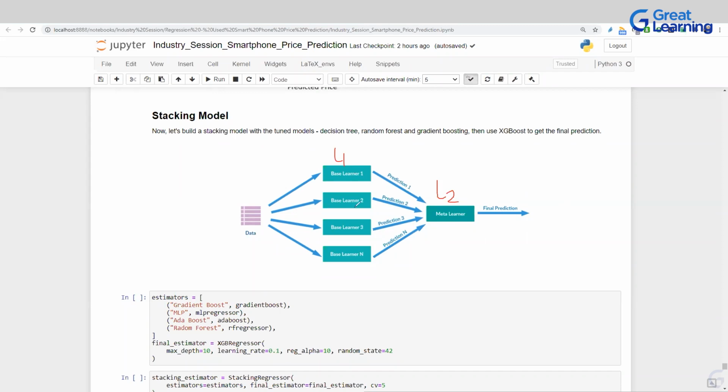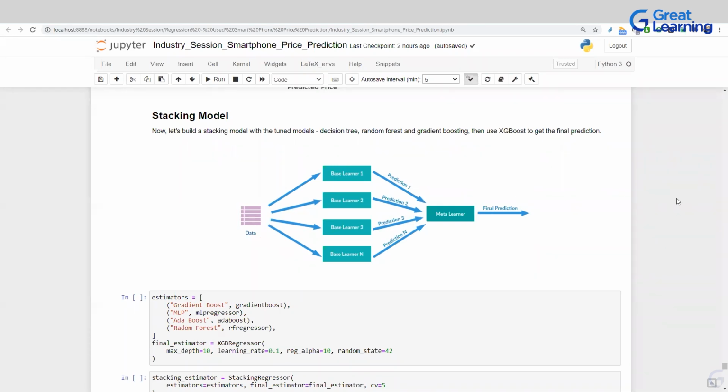The first layer is the individual models that we have fitted on the original data. The second layer is going to be fitted on the output of the previous layer. This layer will not be built on the original data. This is going to be built on the predictions from the previous layer. And then I'm going to use this layer 2 model as the final model to predict the actual values out of it. This is called a stacking ensemble.